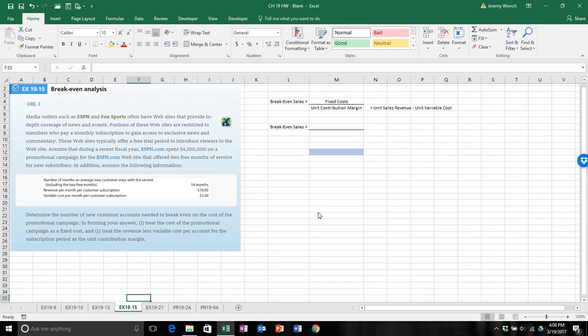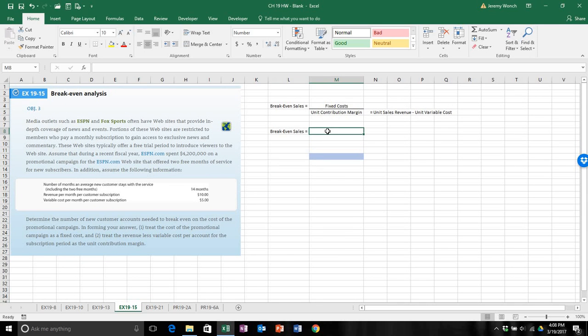And so our formula is essentially the same. We're going to take our fixed cost, which is what they're going to put towards the promotion of $4.2 million, and we have to divide that by the unit contribution margin. Now this one is a little bit different since the scenario is different, but the contribution margin formula is still the same. It's still the unit sales revenue minus the unit variable price. They just don't directly give those to us. We have to figure that out.